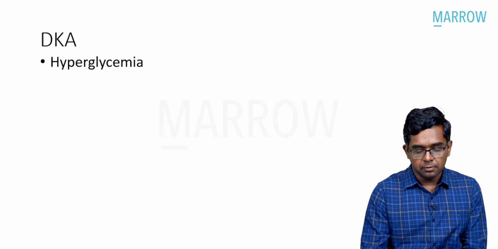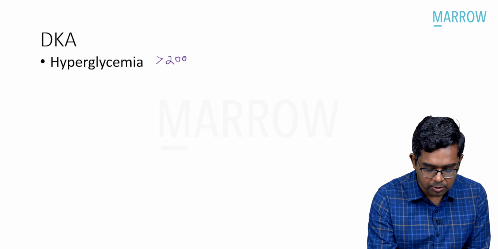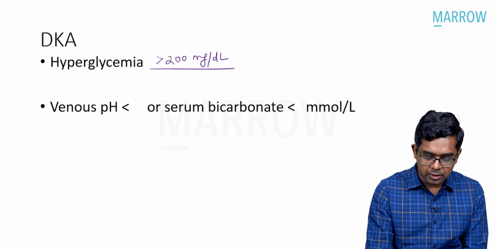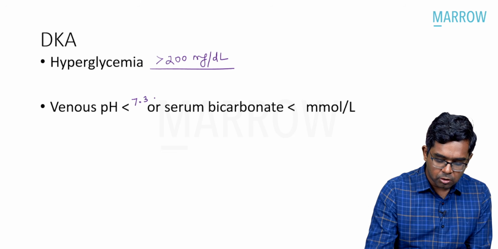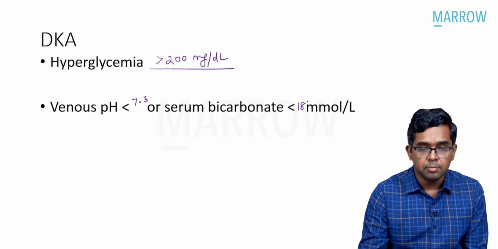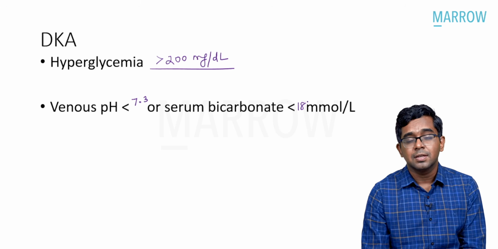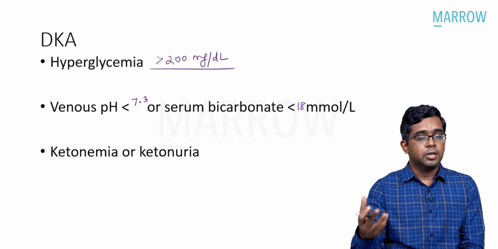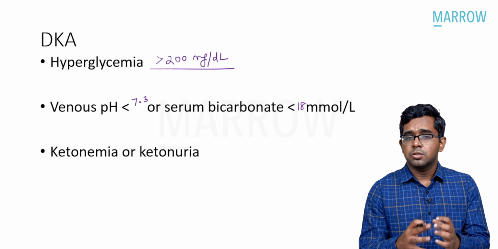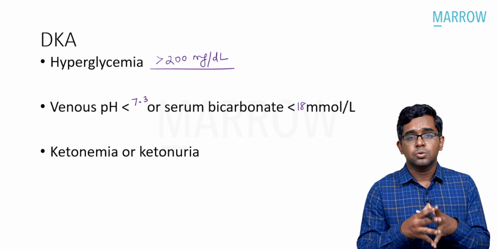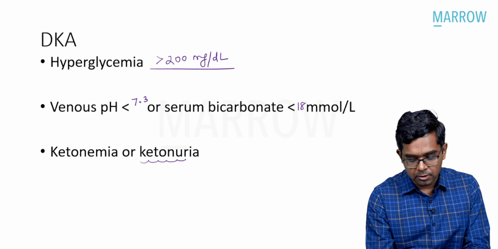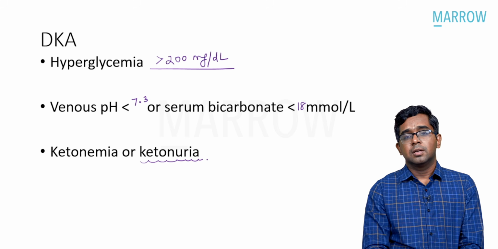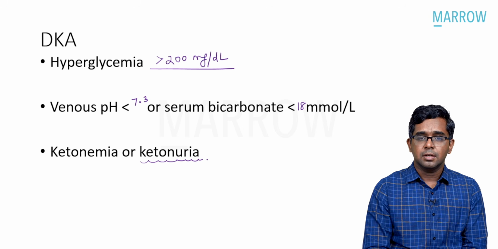Okay, right. So, just a quick review of the definition of diabetic ketoacidosis. You have hyperglycemia, which is characterized by blood sugar more than 200 milligram per deciliter. Then for evidence of acidosis, you should have a venous pH which is less than 7.3 or a serum bicarbonate less than 18 millimoles per liter. That will be the evidence of acidosis. Then ketosis would be in the form of ketonemia, that is presence of ketone bodies like beta hydroxybutyrate in the blood, which is not always available. So, in our settings, usually the test done is estimation of ketone bodies in the urine, or ketonuria. Okay, right. So, these are the important criteria for diagnosis of diabetic ketoacidosis.